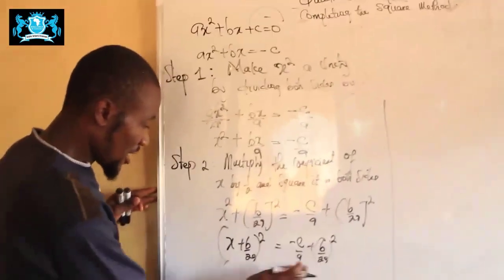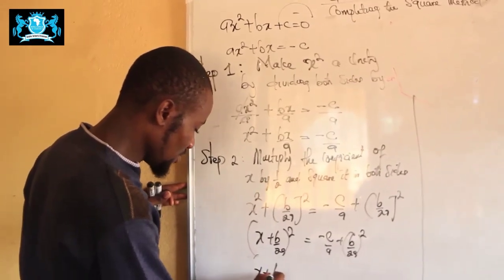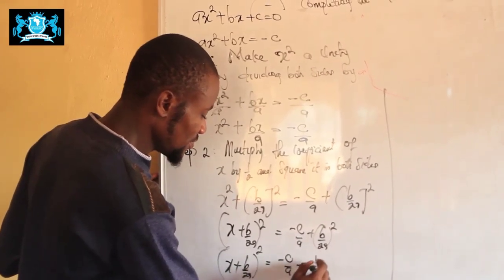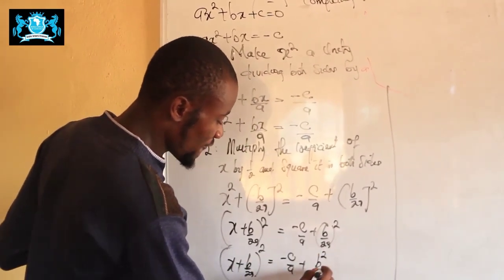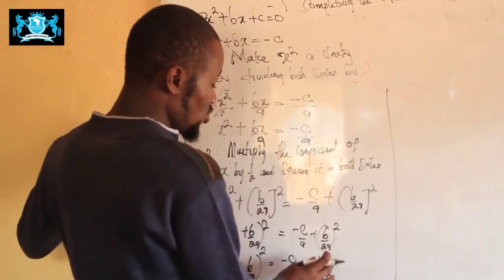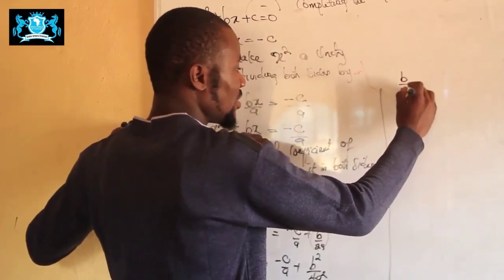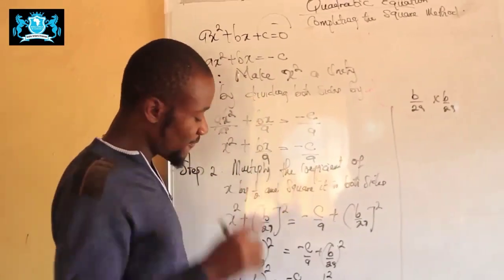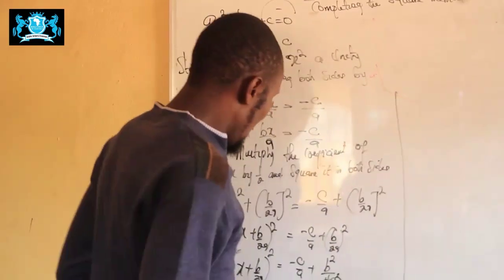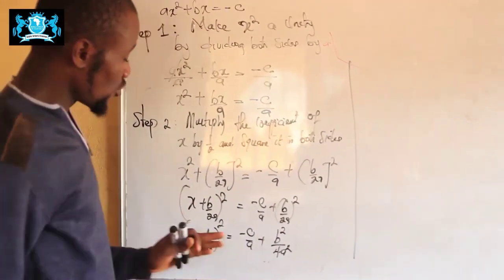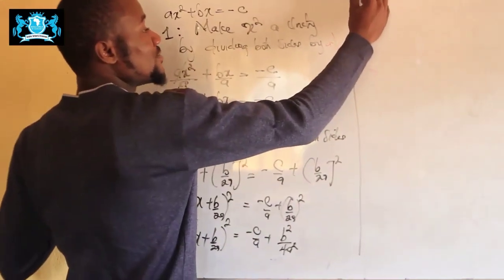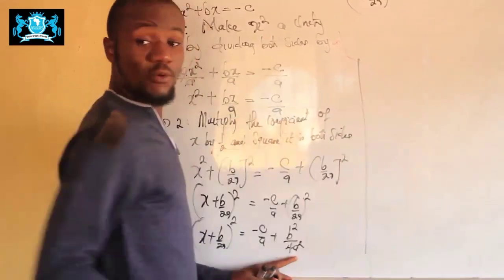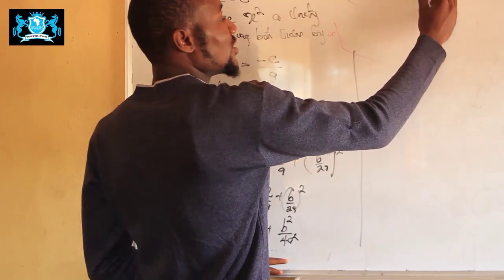So we analyze this one. You have x plus b over 2a all raised to the power of 2 is equal to minus c over a plus b squared all over 4a squared. Because you break this one down, b over 2a times b over 2a: b times b is b squared, and 2a times 2a is 4a squared. Now, you arrange them in order of their sign, so the plus should come first. You have x plus b over 2a all raised to the power of 2 is equal to, the one carrying plus comes first, plus b squared over 4a squared.